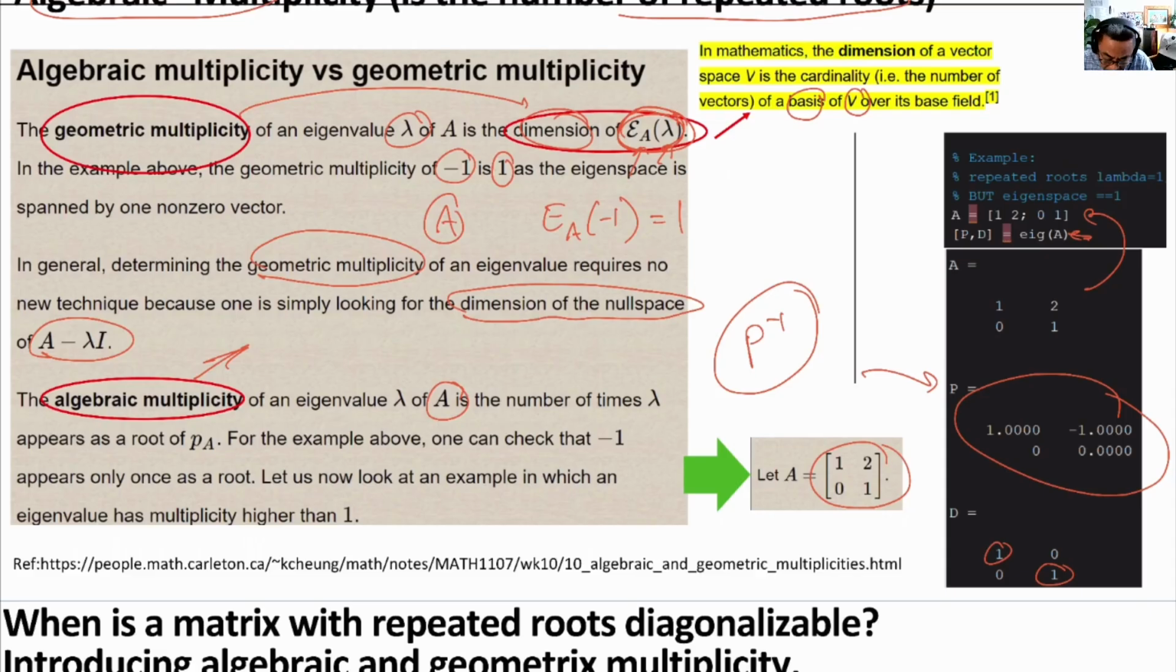So why did this happen? Well, when we have repeated eigenvalues, sometimes we are lucky and can find a full set of eigenvectors, and sometimes we cannot. That's the problem.